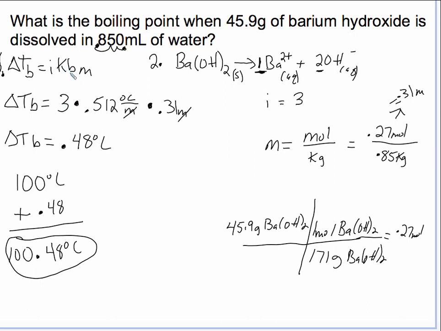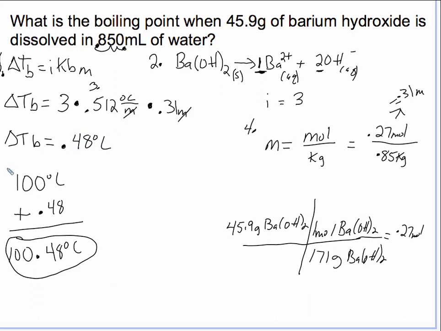Kb will be given to you on a test or on a worksheet, or you could Google it for whatever substance. Now water's is 0.512 degrees Celsius over little m, but if you had a different substance, it would have a different Kb. So make sure you use whichever one you're given. Then you have to calculate the molality. To get that, you're going to take the moles over the kilograms. So you take the moles that you get by changing the grams to moles, and then divide that by the kilograms. Then you plug it all in, and you get the change in temperature boiling.